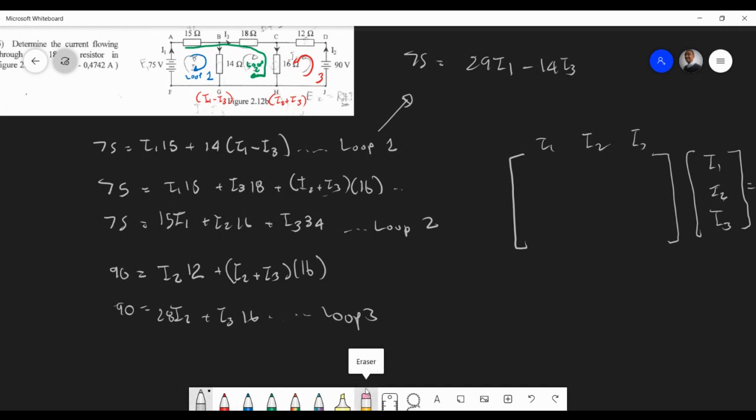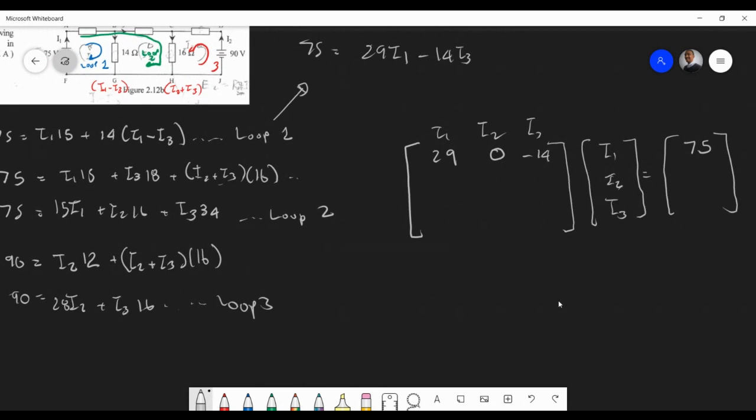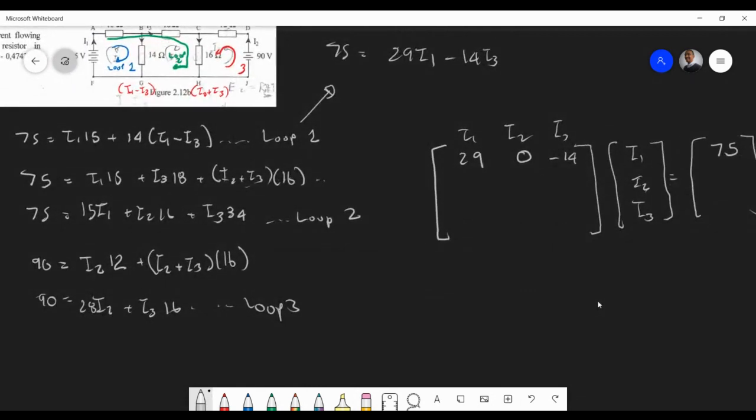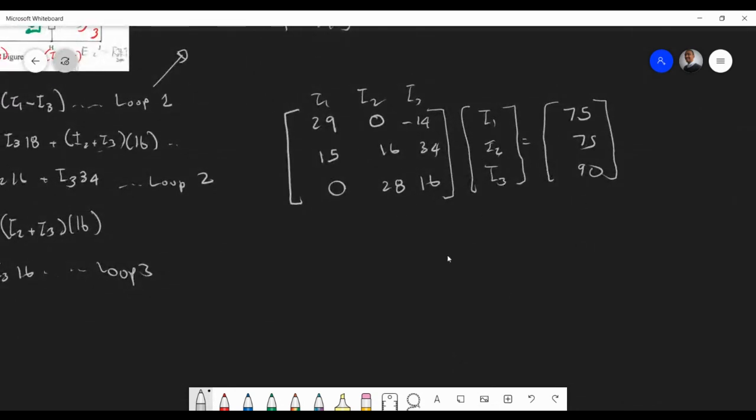So I1 is going to be 29. And in this case, we don't have an I2, so it's 0. And then we have minus 14 for I3. That's going to be equal to 75. Then if you look at the second equation, it's also equal to 75, with I1 15, I2 16, and I3 34. Guys, remember your signs are very important. The third is equal to 90, with 16, 28, and I1 is 0. We've got a 3x3 matrix here. Now, normally you can solve by determinants. You can use Cramer's rule.